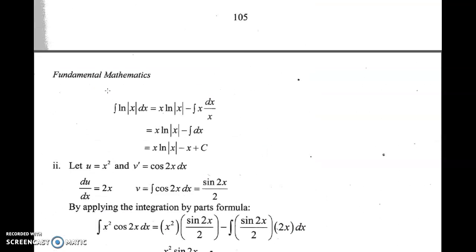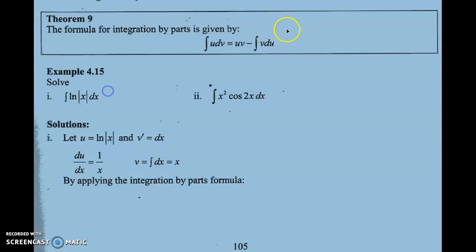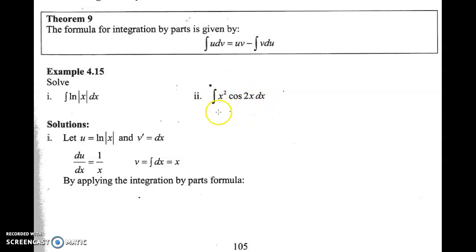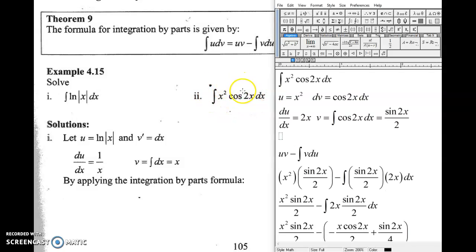If you look at example number 2 here, 4.15, you might need to do things in the process of solving integration by parts. You might need to do a nested integration, which means that you'll need to integrate several times before we can reach the final answer. Let's try to do this one so that you can see what I mean by that.